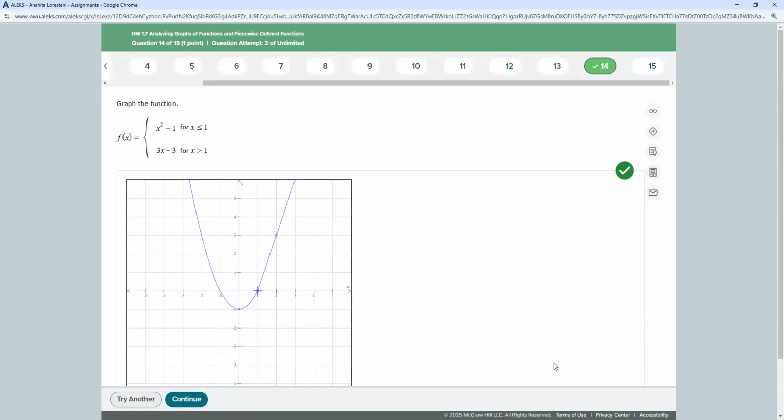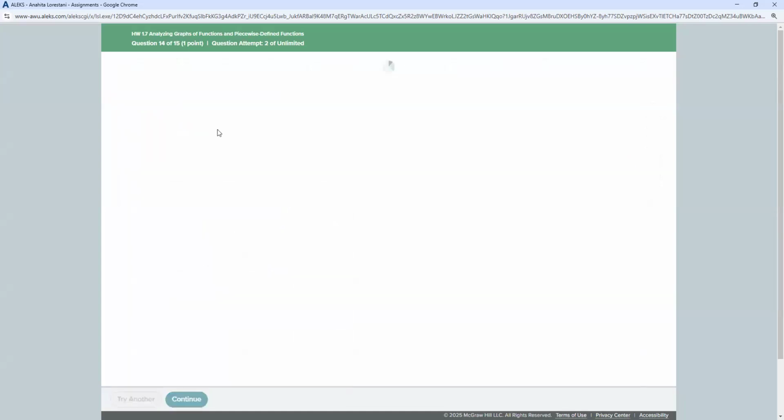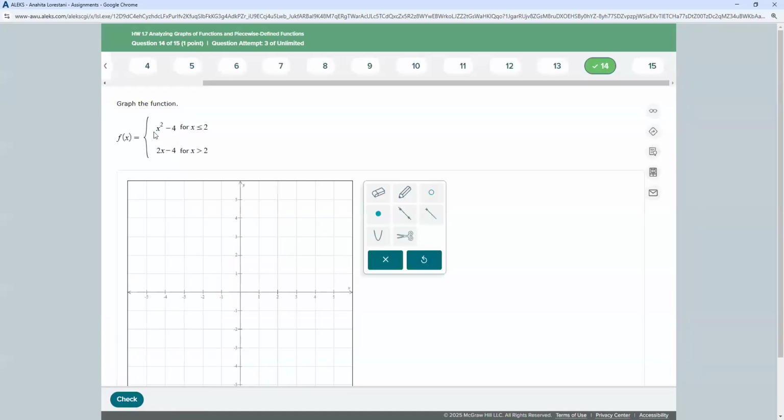And the answer is correct. So let's do another one. This time we have x squared minus 4. The endpoint is 2. So one point is going to be the vertex. And to find a vertex, because we have a quadratic equation, subtract 4. The vertex is going to be at 0 for x, y is negative 4.